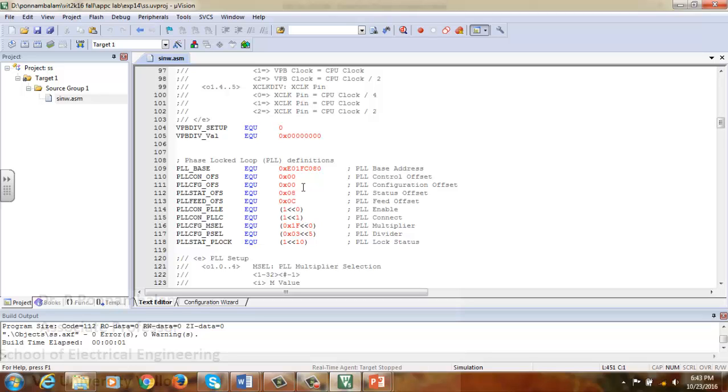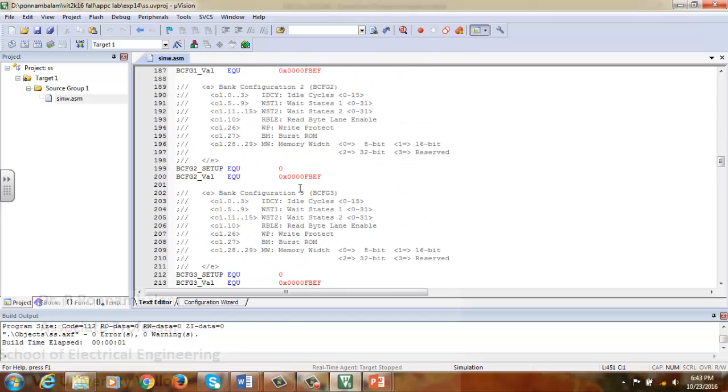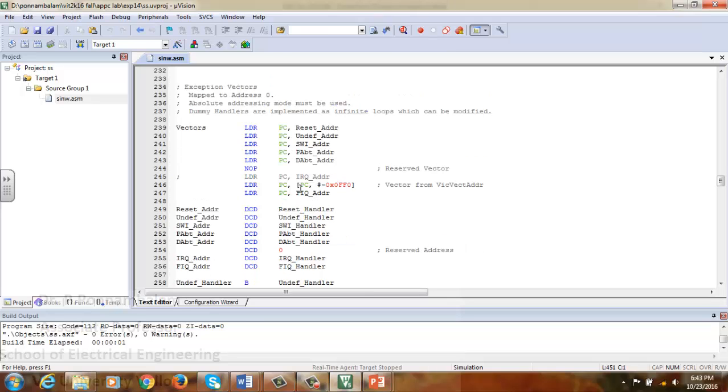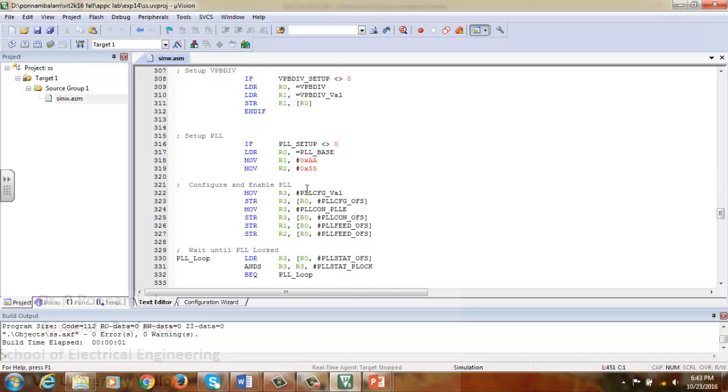Otherwise, by default, the value specified in PLL_CFG_OFS will make the clock 60 megahertz. We don't want 60 megahertz, so we'll fix it as 12 megahertz. To do that, you just change the value of PLL_CFG_OFS to 0x00. This will make the program generate a clock frequency of 12 megahertz. So that is the one change that you'll have to do.